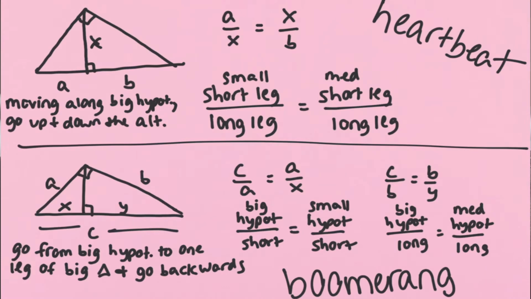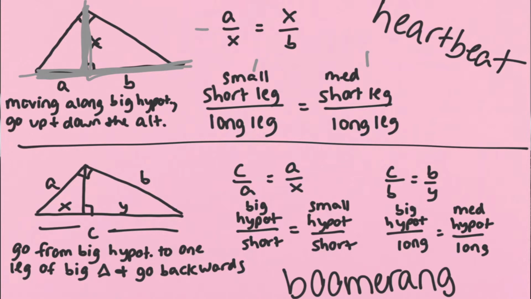So the heartbeat method is saying A to X equals X to B. And that's because looking at the small triangle, we're looking at the short leg to the long leg. That equals looking at the medium triangle because they're similar to each other, the short leg of the medium triangle to the long leg of the medium triangle. So really what you're doing, you're moving along the big hypotenuse and you're going up and down the altitude. So A to X equals X to B. Or you could go the other way, B to X equals X to A. So it kind of looks like a heartbeat monitor.